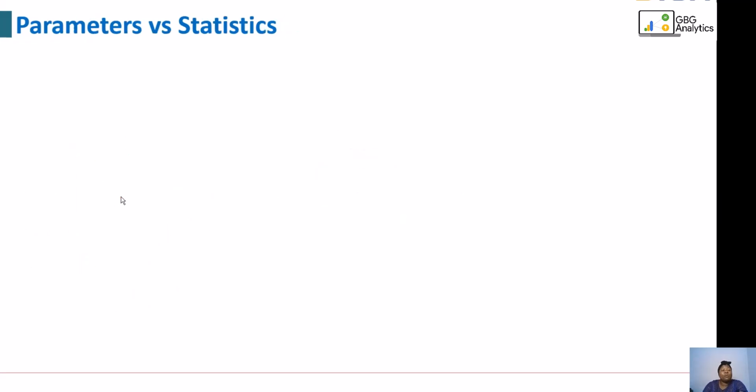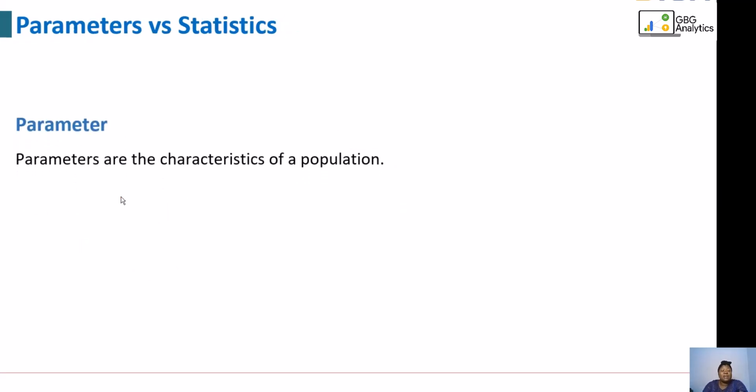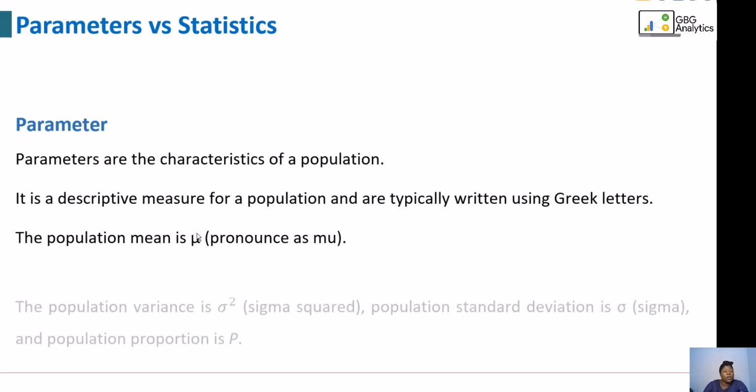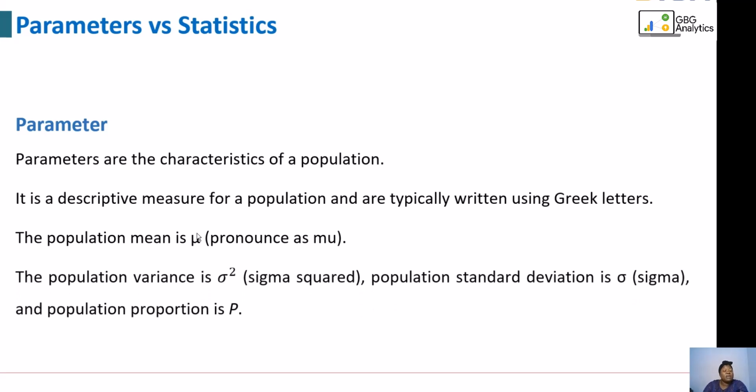What is parameter and what is statistics? Parameters are the characteristics of population, and it is descriptive in nature for a population and typically using Greek letters for the parameters. Like we use mu for population mean. This symbol is what we call mu. And we also use sigma squared as population variance. And we use sigma for standard deviation and slanted p as population proportion.